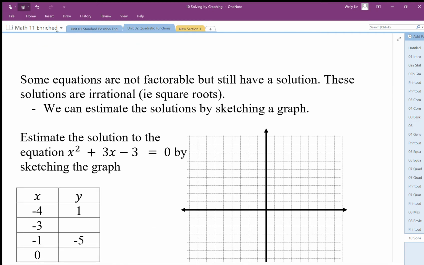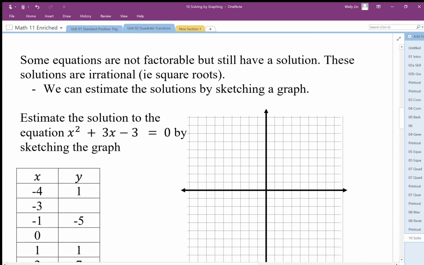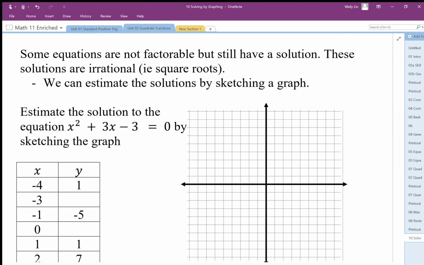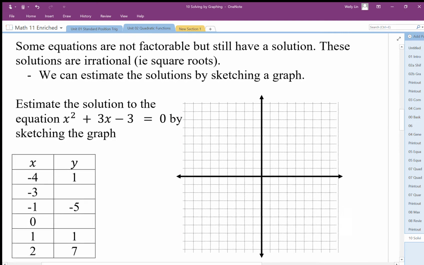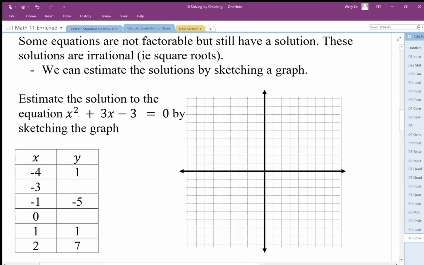Some equations are not factorable but still have a solution, and these solutions are irrational solutions. We can find these and estimate these by sketching the graphs of these. So for example, we have an equation here, x squared plus 3x minus 3 equals 0.